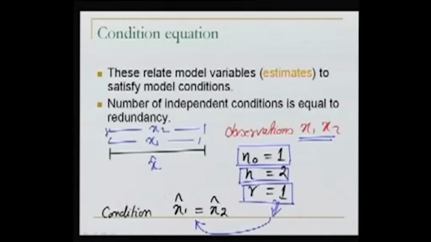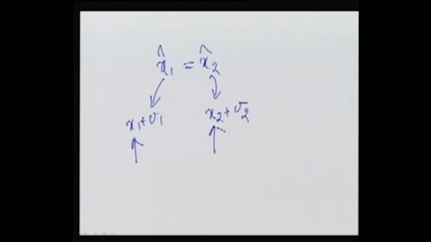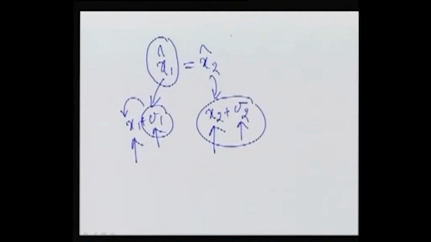Well, let's get into it. What is the meaning of this? I am writing x1 hat is x2 hat. Obviously, x1 hat is x1 plus v1, x2 hat is x2 plus v2, where x1 is an observation, x2 is also an observation, while v1 and v2 are the residuals. So once we apply this residual on x1, we get x1 hat, and similarly here we get x2 hat.